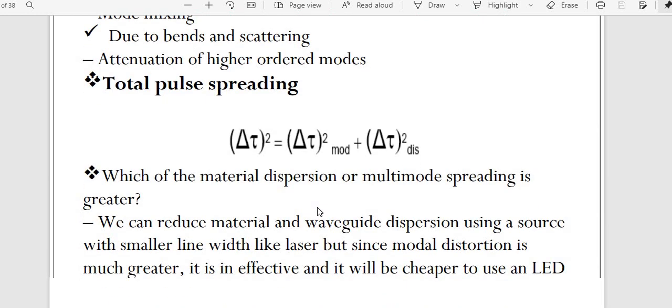So LEDs are somewhat cheaper to utilize. The question I asked here is: which is greater, material dispersion or multi-mode spreading? For which is the spreading greater, dispersion or multimode? We can reduce material and waveguide dispersion using a source with a smaller line width like a laser. The line width needs to be decreased like a laser, but since modal distortion is much greater, it is not effective, and it can be done more cheaply with LEDs, light emitting diodes.